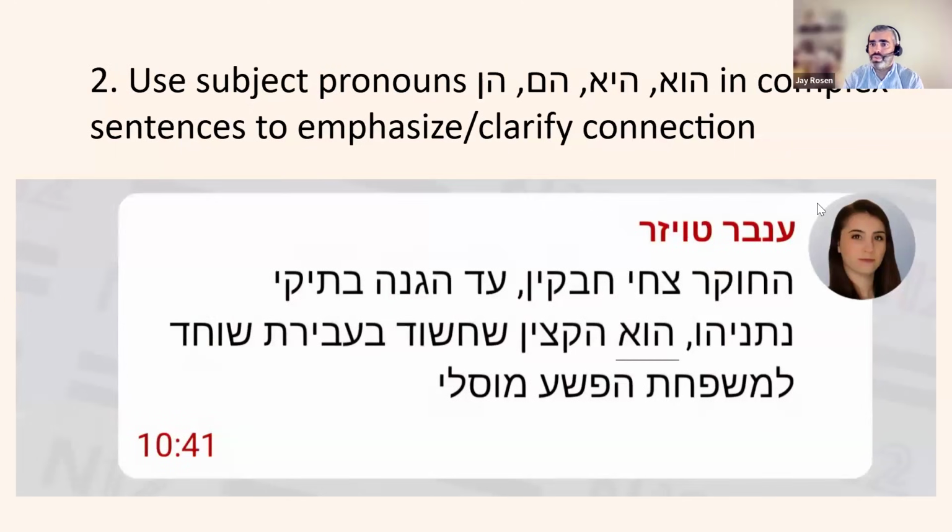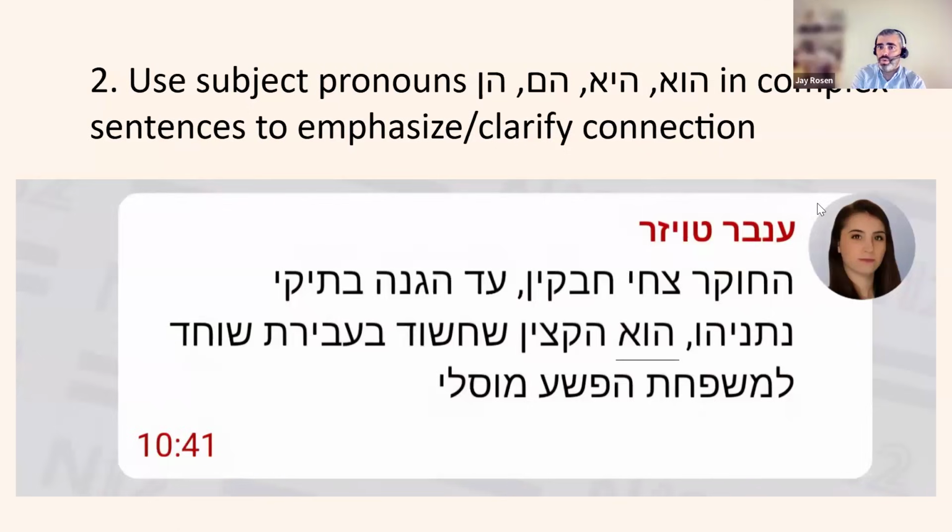Now, for those of you at a slightly higher level, but don't worry if you're not, right? If you have complex sentences in Hebrew, for example, this news update that showed up on my screen yesterday, in fact some not so great news in the last few days, but whatever. It's a very complex sentence, and I'm going to translate it for you so you understand just how complex this sentence was to begin with, especially in journalism. That's the case. You're going to use the subject pronouns hu, hi, hem, hen to emphasize or clarify connection.